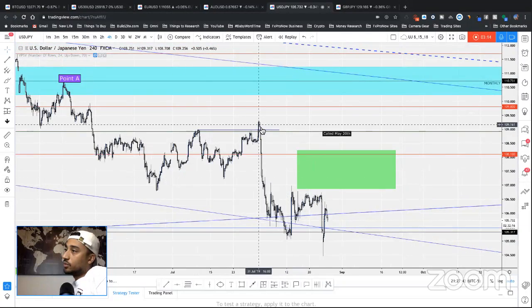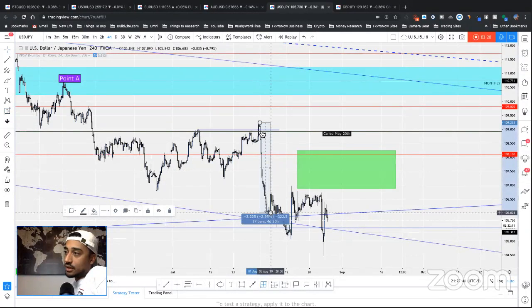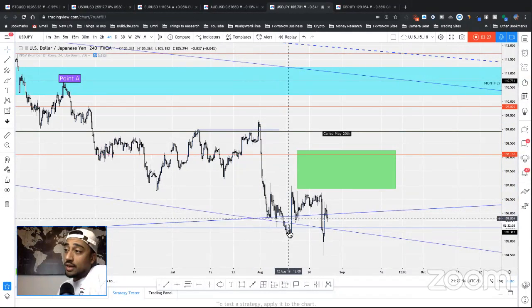We called this push to the downside. It was a very strong move. I didn't catch it because I got stopped out, which sucks, and I didn't look at the charts after that. 300 pips, crazy. But we called the fact that it would push down to here, and it did. Now, will we find a level of support to pull this back up?